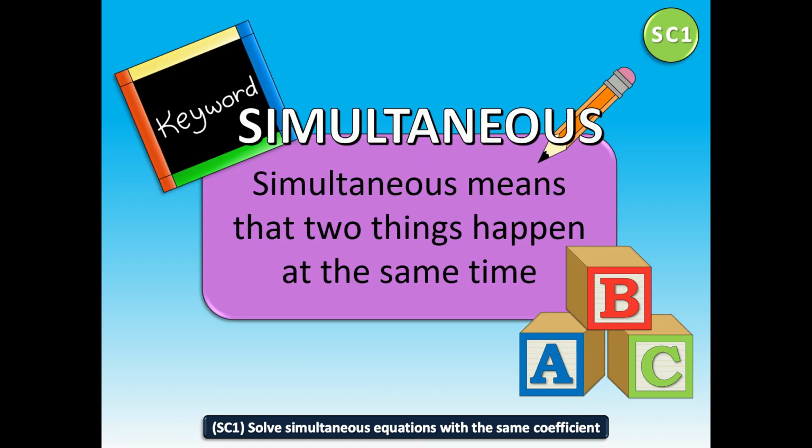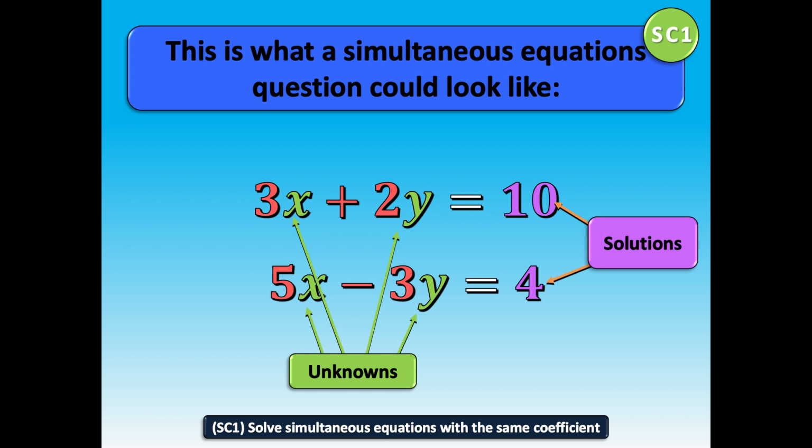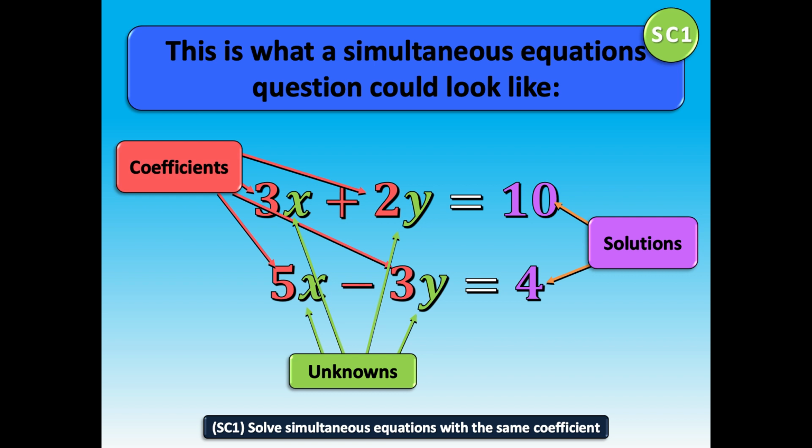Now, simultaneous means that two things are happening at the same time. So when we talk about simultaneous equations, we talk about two equations that are happening at the same time. So in these two equations, both the x's represent the same number and both the y's represent the same number. So these are our unknowns, the x's and the y's. The solutions are what they equal, so the 10 and 4 are solutions, and the numbers in front of the letters are known as coefficients.